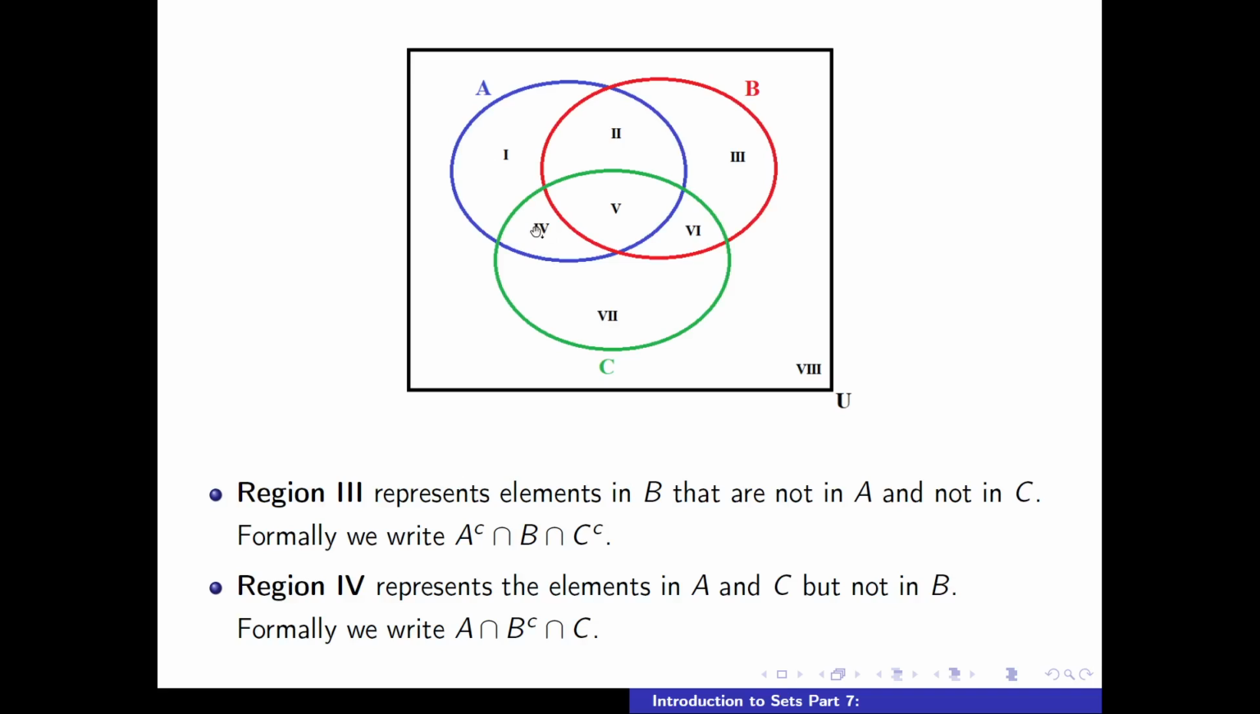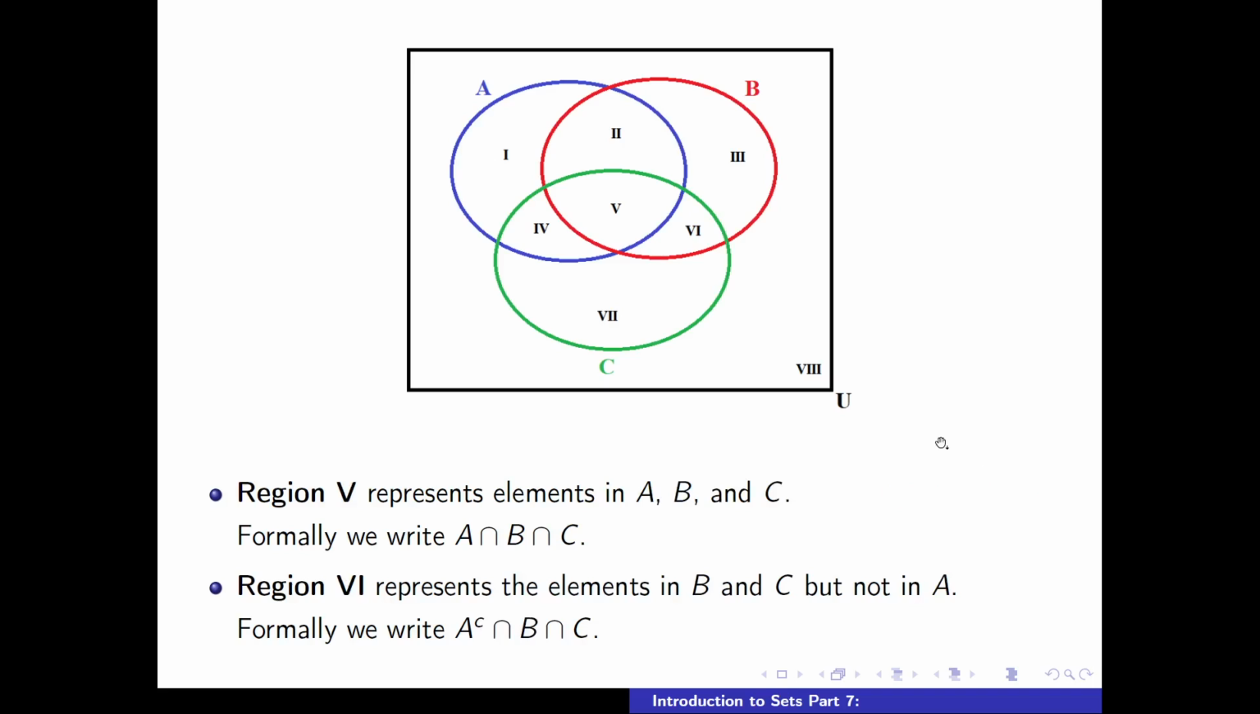Region 4 represents elements in A and C that are not in B. So it's very similar to region 2 here. It overlaps 2 sets, but doesn't overlap in the 3rd set. And that can be written as A intersect B complement intersect C. Again, we can read this as elements in A and C and not in B.